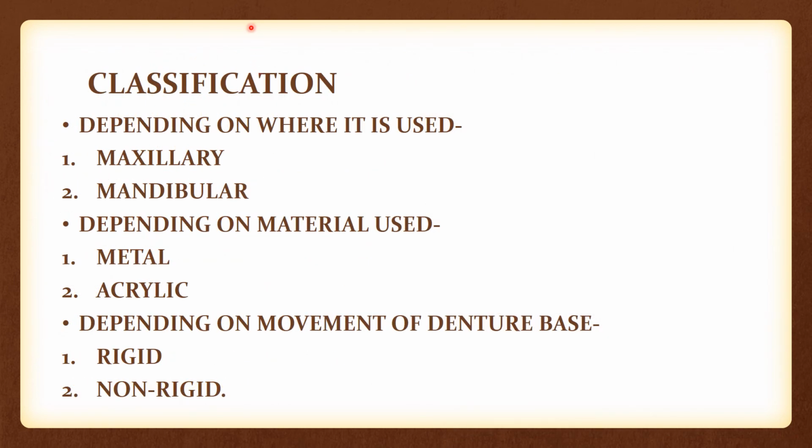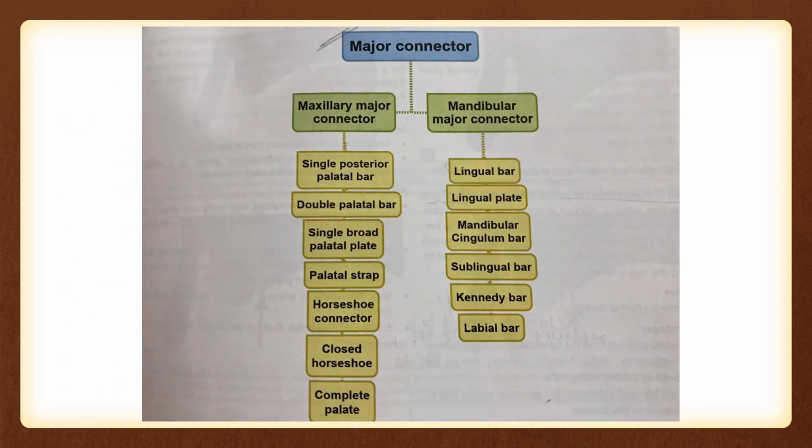Your major connectors are classified depending upon where they are used, that is maxillary or mandibular. Second, depending upon the material used, that is metal or acrylic. And third, depending upon the movement of the denture base, whether it is rigid or non-rigid. So this is the classification of your major connectors. First, where it is used: the maxillary and the mandibular major connectors.